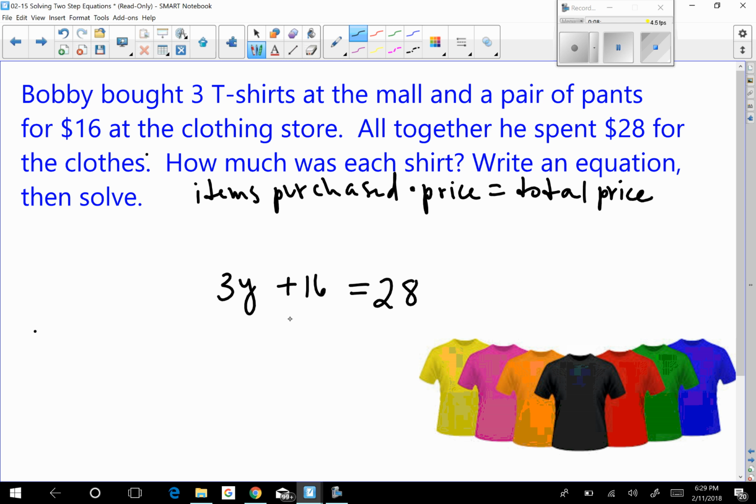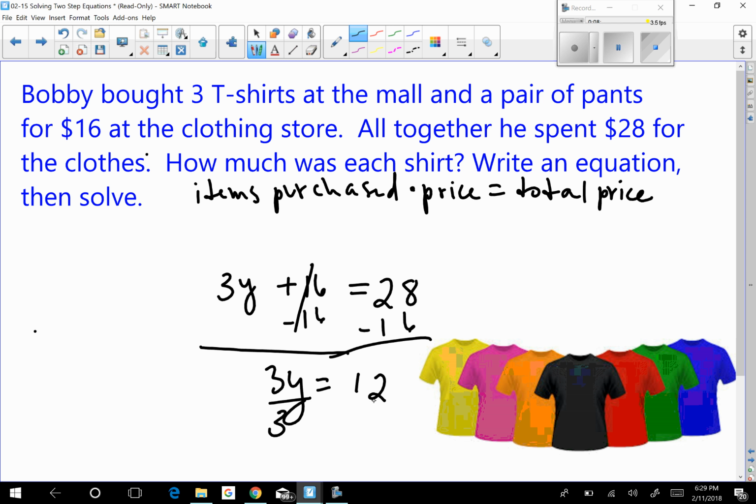So you've got to undo this plus 16 with minus 16. Okay. So 3y equals, and 8 minus 6 is going to be 2, and 2 minus 1 is 1. So 3y is equal to 12. So the 3 shirts together cost him $12. So divide by 3, divide by 3. The shirt is going to be $4. So each shirt was $4.